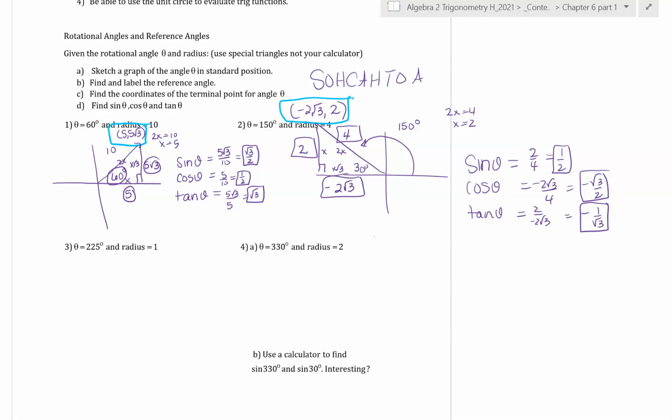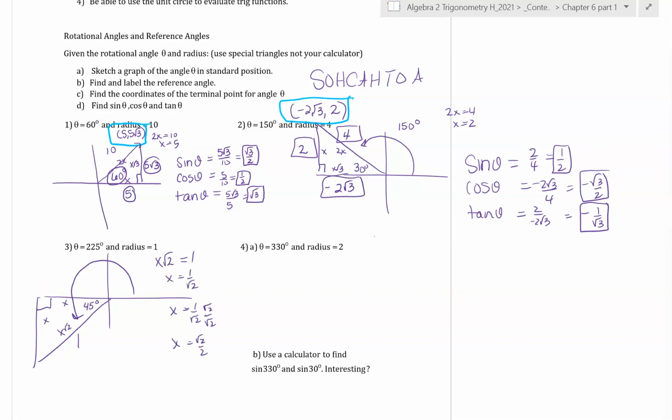Notice for sine of theta, cosine of theta, and tangent of theta, we did opposite over hypotenuse for sine of theta and had 1/2. Cosine of theta was adjacent over hypotenuse, and tangent of theta was opposite over adjacent. So let's go ahead and try number 3 together. 225 degrees. The terminal side of that rotational angle is in quadrant 3. 225 minus 180 is 45 degrees. The reference angle is 45 degrees. Pause the video and find the missing sides of the triangle.